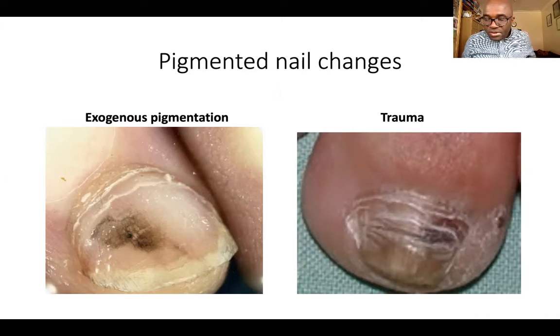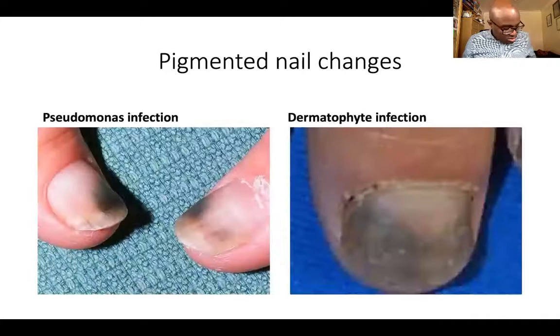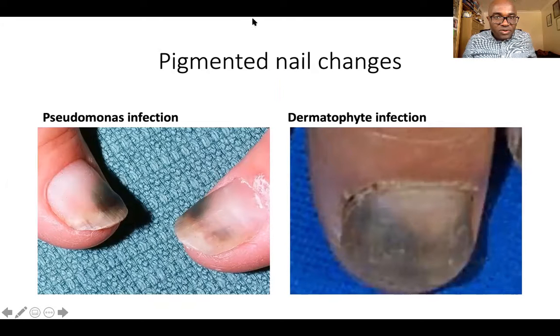And also there is here a Pseudomonas infection, and also there is a dermatophyte infection here, as well as this is what I told you about, Pseudomonas infection. It looks greenish in appearance, and also there is a bit of a fungal nail infection here. These are all things that you can see on dermoscopy.